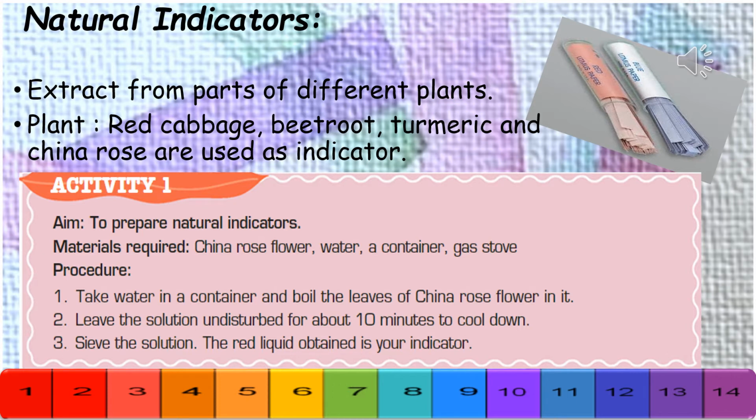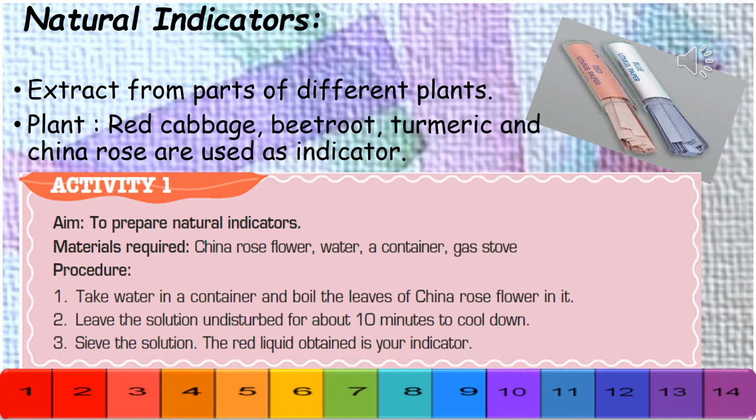When we say natural indicators, they are the extract from parts of different plants. Plants like red cabbage, beetroot, turmeric, China rose, their extract is extracted, converted into solutions, and they are used as the dye, that is the indicator, acid base indicator. Okay, we can make these indicators at home also.